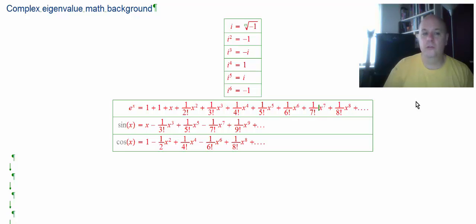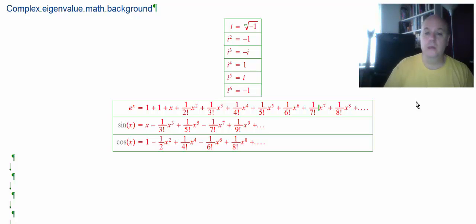So in this video I want to do some background that we're going to need in the case when we get complex conjugate eigenvalues in the auxiliary equation. So complex numbers. We'll start off with the basics. i is equal to the square root of minus 1. So square that. i squared is minus 1.